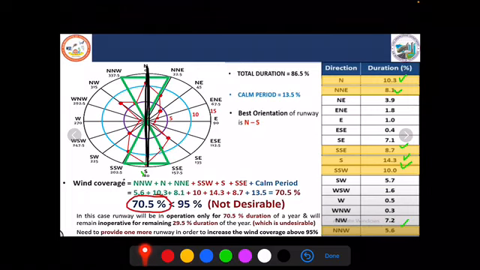So this is how we can draw the windrose diagram of type 1, and the orientation of the runway can be determined using the windrose diagram of type 1. In the next class we'll discuss how the runway orientation can be determined using the windrose diagram of type 2. Thank you.